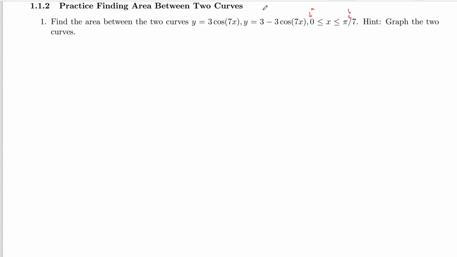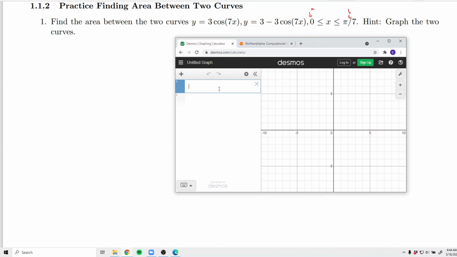But the thing is, we don't know which one's the top and the bottom, which is why there's a hint here and why you should always do this when you're finding the area between two curves: you should graph them. And once again, the main point of graphing is so you know the kind of shapes you get, but there's no reason with all the technology we have to just graph these by hand.